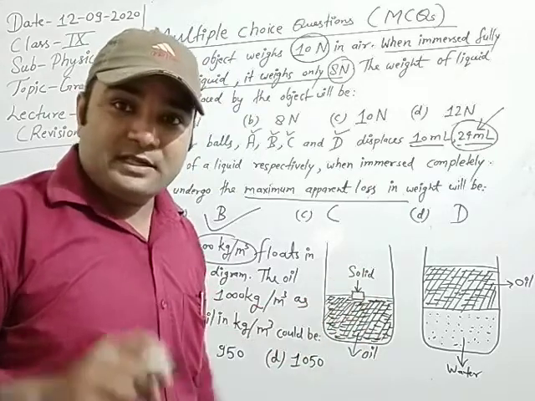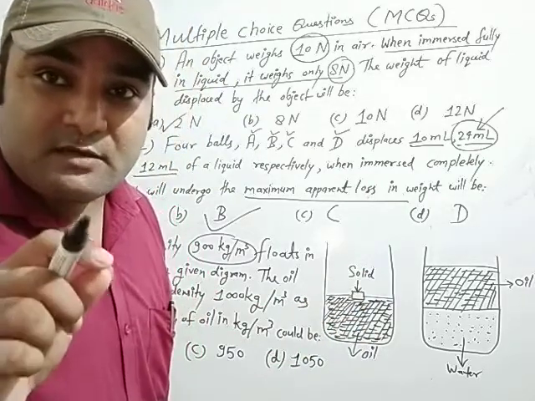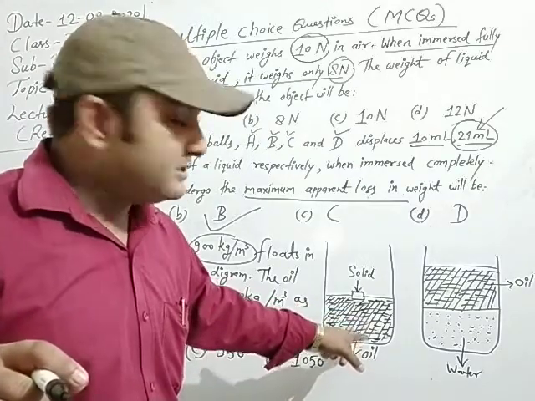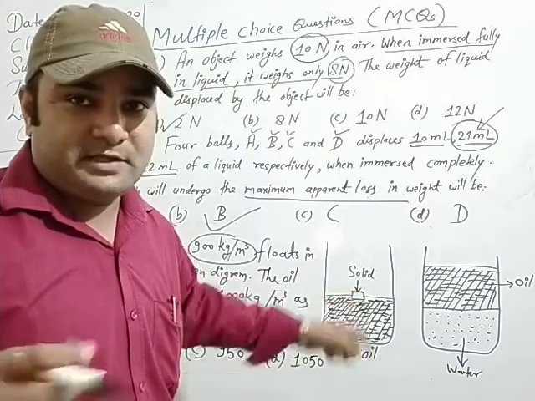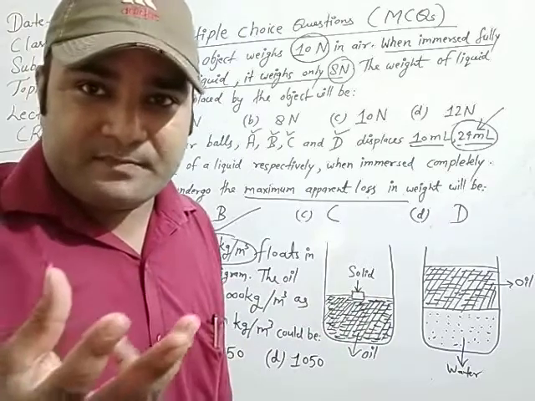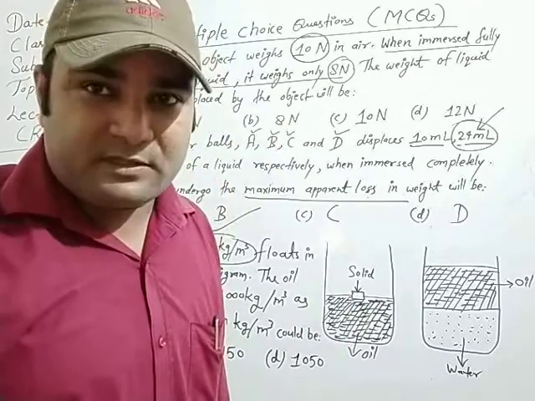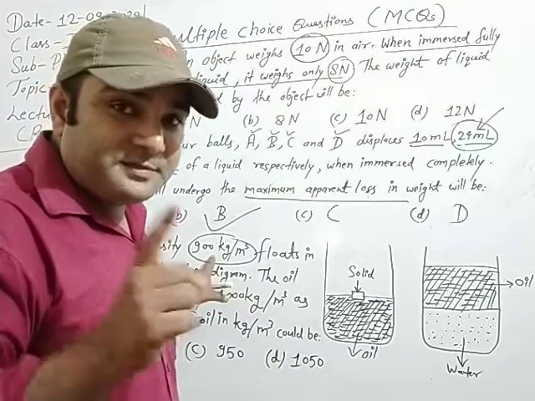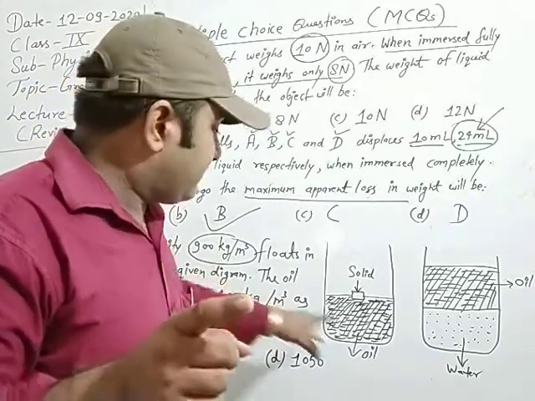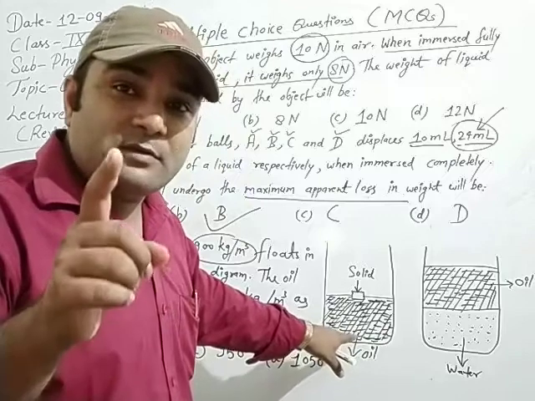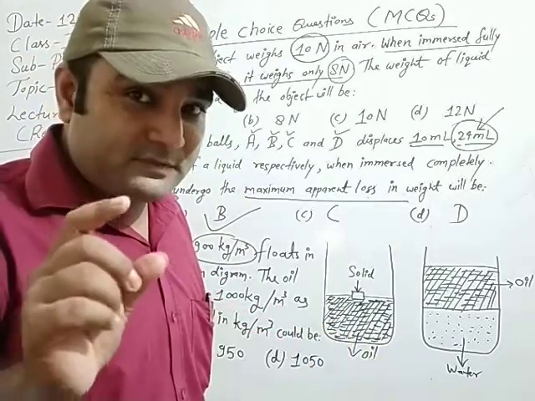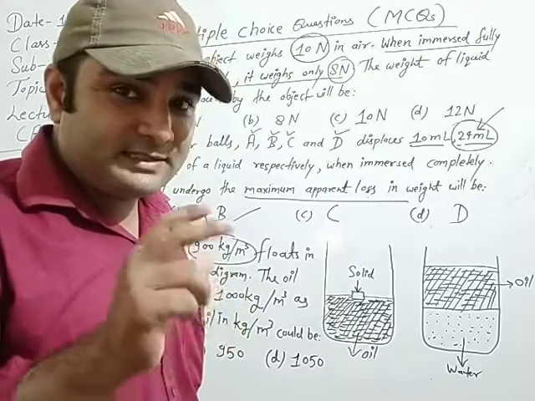the oil surface. It means the density of oil must be greater than the density of the solid, because whenever the density is less, the body will float on the upper surface. Here the density of the solid is 900. It means the density of this oil must be greater than 900. Always remember, that concept will be used in selecting the answer.